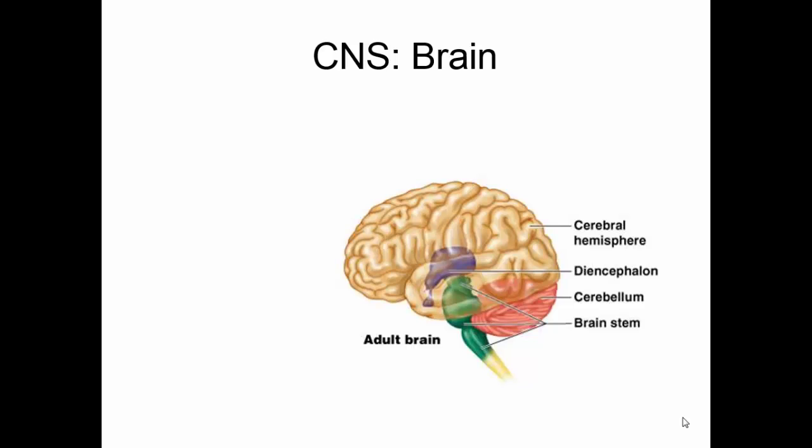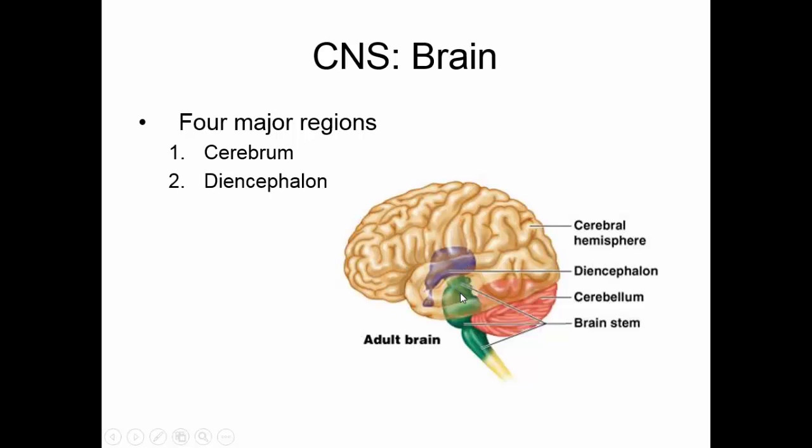The central nervous system is composed of the brain and the spinal cord. The brain is divided into four major regions. We have the cerebrum, which is the largest part of the brain, the diencephalon, which is located pretty much here in the center of the brain, the brain stem, which is attached just to the spinal cord, and then the cerebellum, which is tucked up under the brain.